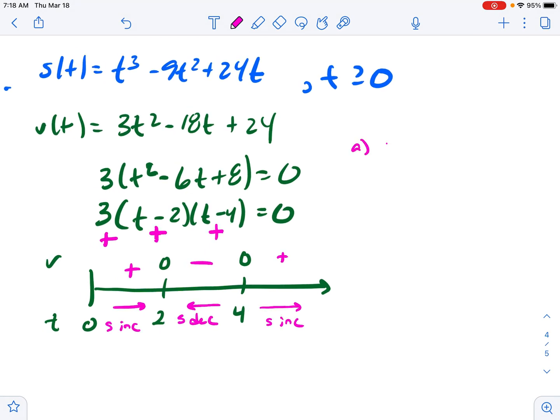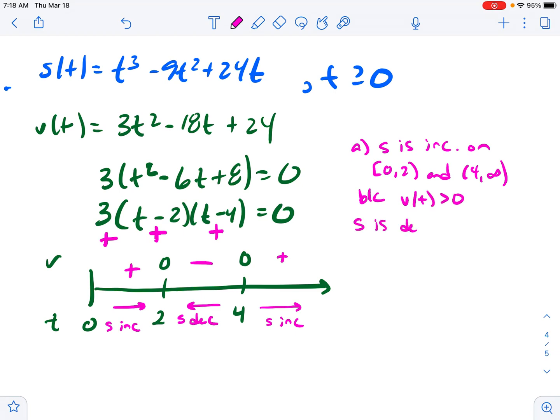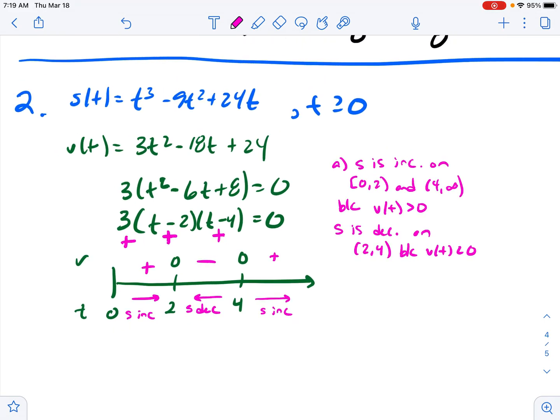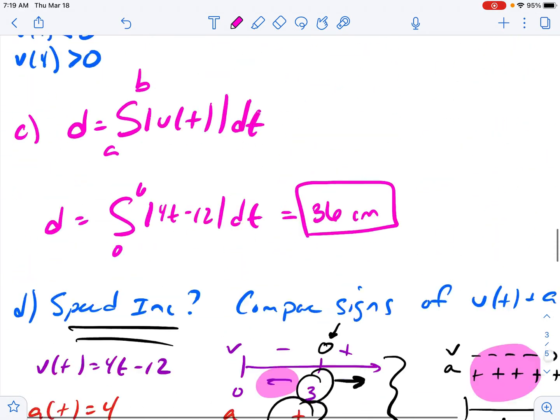So to formalize the answer, S is increasing on the interval 0 to 2 and 4 to infinity because velocity is positive. S is decreasing on 2, 4 because velocity is less than 0. Okay? All right, so part A done.